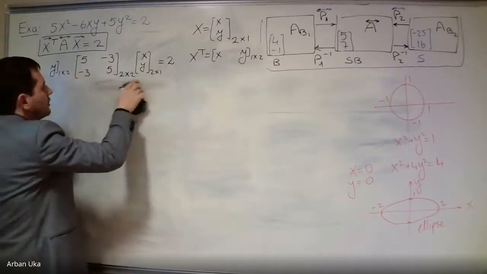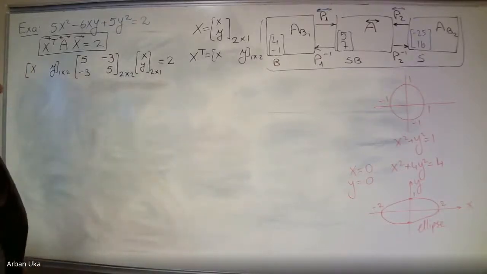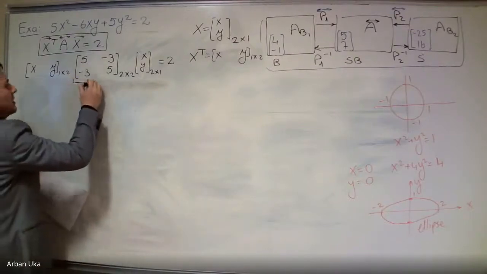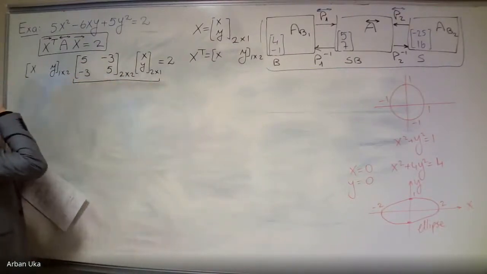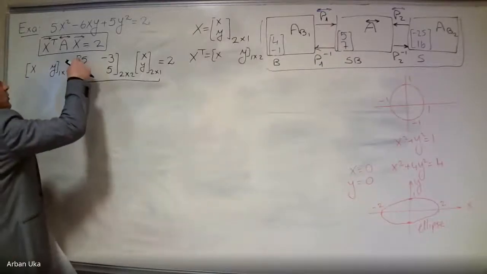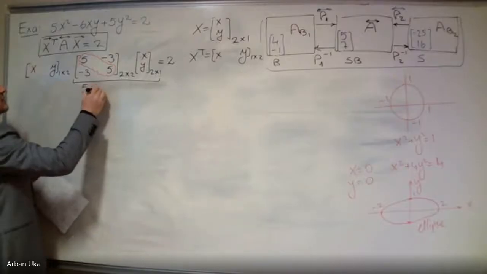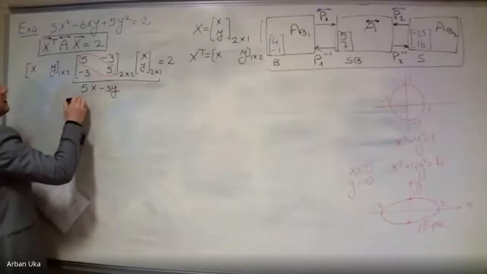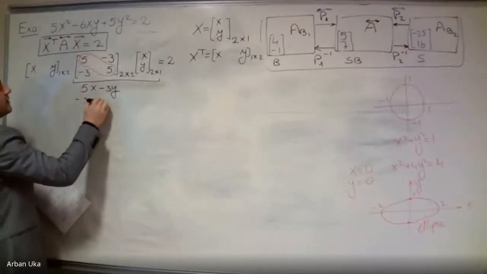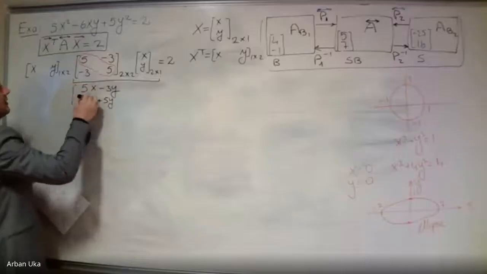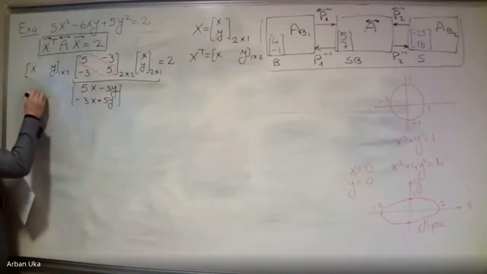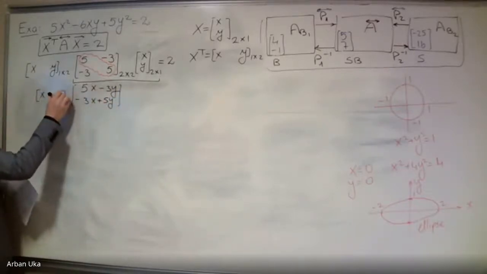Can you see how we can find this? So let's multiply. Let's see what we get if we multiply these two matrices. We get a 2 by 1 matrix, but I want you to notice something here: 5x minus 3y, minus 3x plus 5y. We multiply this one with x y. You get the equation above.